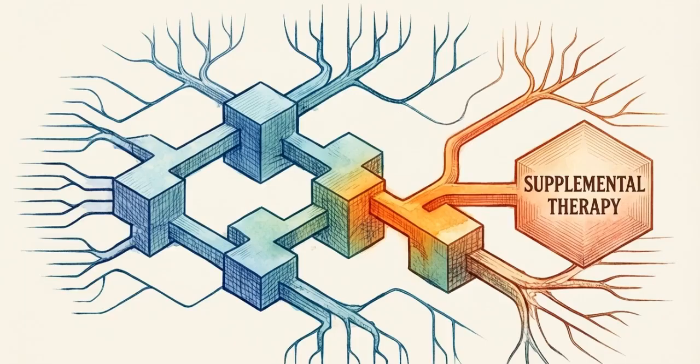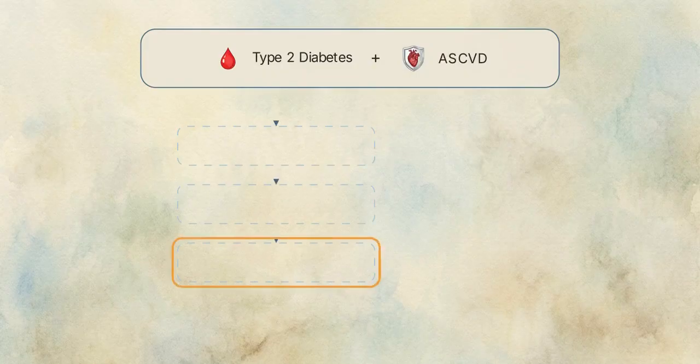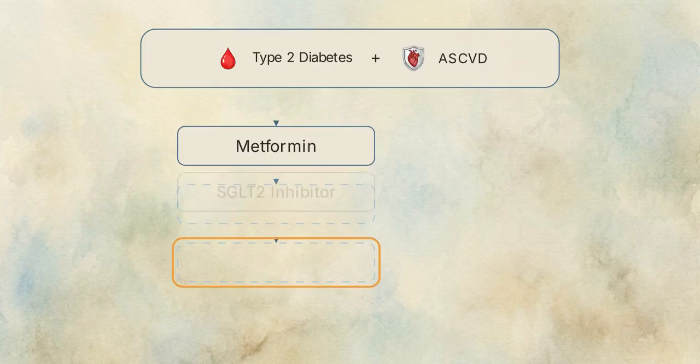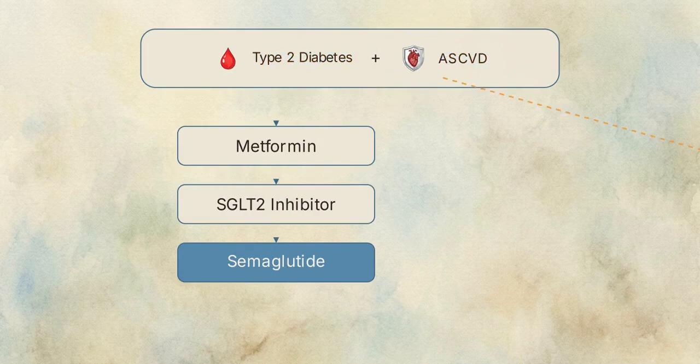GLP-1 receptor agonists are generally used as add-on therapies rather than first-line interventions for most patients. Within the diabetes treatment algorithm, semaglutide occupies a specific insertion point. It is recommended as an initial add-on to metformin and an SGLT2 inhibitor. This specific combination is designated for type 2 diabetes patients who also have established atherosclerotic cardiovascular disease.